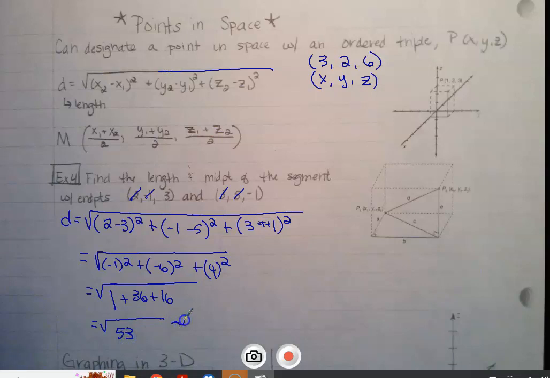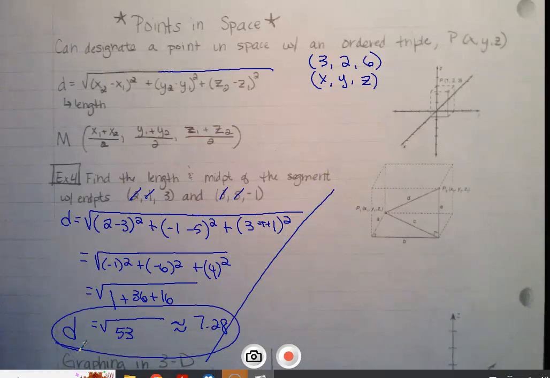Okay, and give me the approximation in your calculator, if you want. 7.28. Okay. Because 53 is actually a prime number, so that would be it. The square root of 53, or approximately 7.28. Okay, perfect. You just found the distance. Now how long that segment is. You don't have to find the prime thing. No, because it's prime, nothing can be pulled out. Because if it was like 52, then we could.